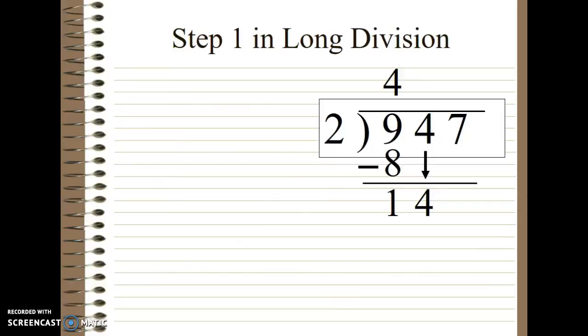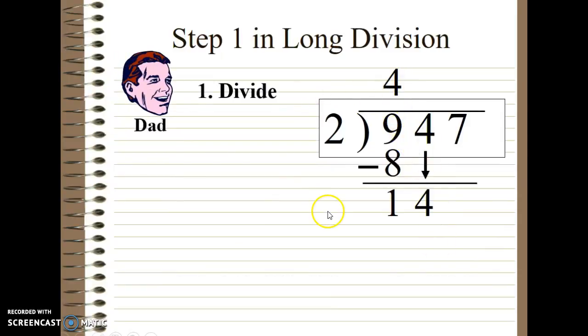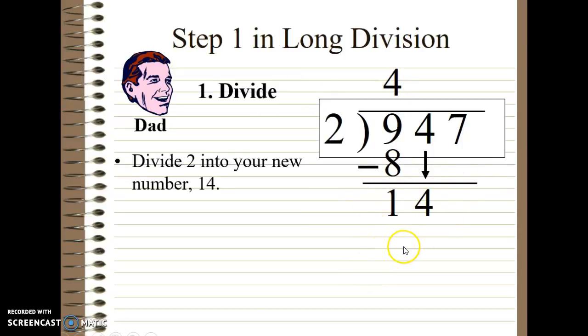Step 1 in long division tells me to divide. Dad tells me I'm going to divide. How many times can 2 go into this new number, 14? 2 can go into 14 again. This is where my tally box steps up. 2, 4, 6, 8, 10, 12, and then 14 would give me 7 tally marks.